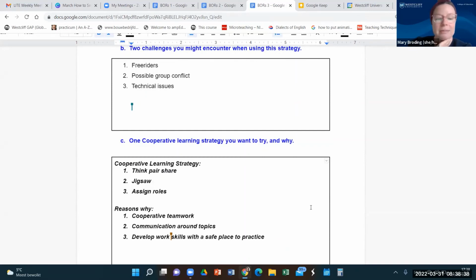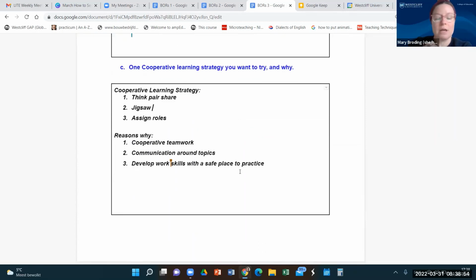And then for our cooperative learning strategies, clearly we were overachievers with this. We had think, pair, share, jigsaw, and assigning roles. And then reasons why we wanted to use those was cooperative teamwork, communication around topics, and development of skills with a safe place to practice. Perfect. Thank you so much for sharing that.